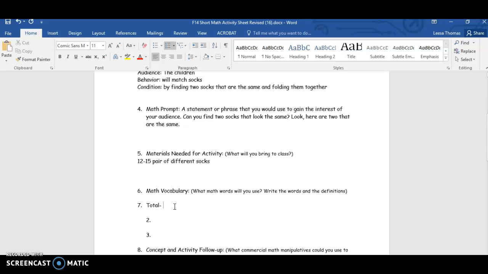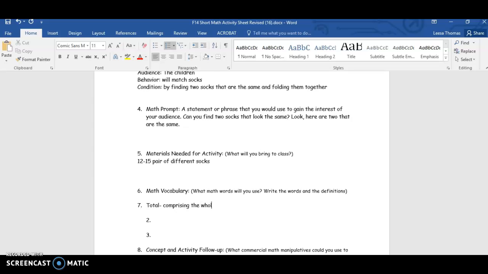So I'm going to do a quick search just to make sure I use academic language. That's important when you're teaching. So I'm looking up the definition of the word total. It says, comprising the whole number or amount.